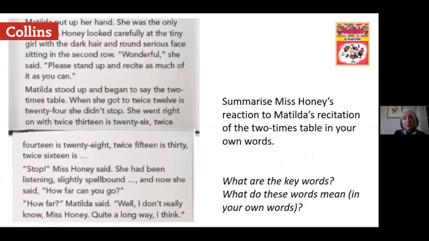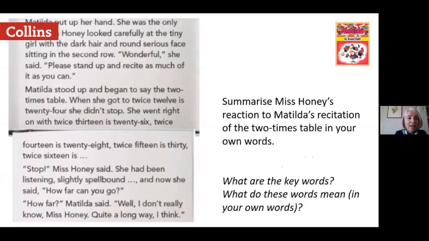How would we summarize Miss Honey's reaction to Matilda? To Matilda's recitation of the 2 times table. How would you describe that in your own words? What are the key words that we need to look at that Roald Dahl has written? And how would we paraphrase those? What do they really tell us? What do they really mean?